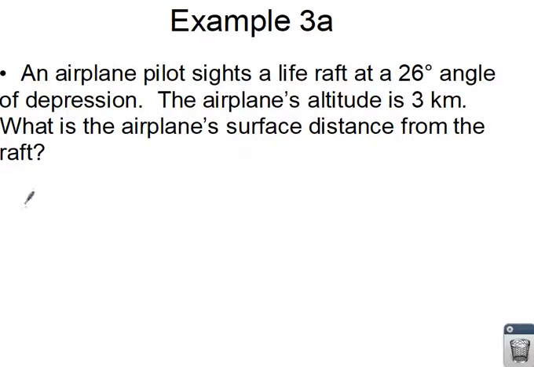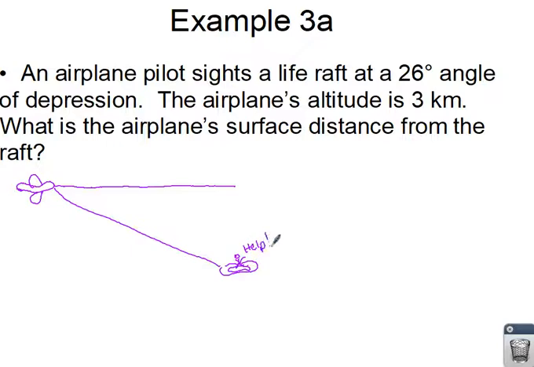Alright, airplane pilot. Another airplane. Ooh, that one's bad. Alright, sights a life raft at a 26-degree angle of depression. So the airplane's flying this way. He looks down, sees a life raft, maybe with a little person in it that says help or something. And it's a 26-degree angle of depression.